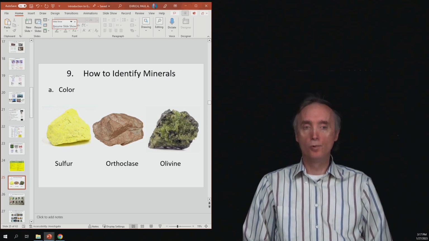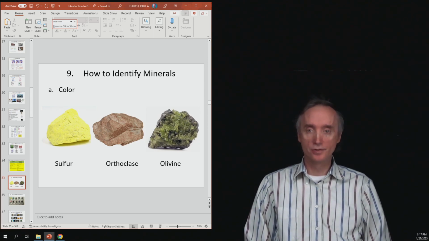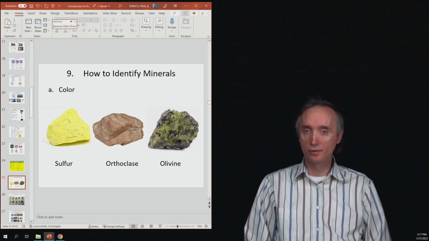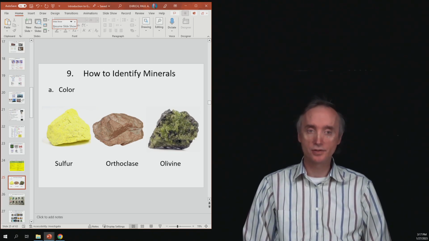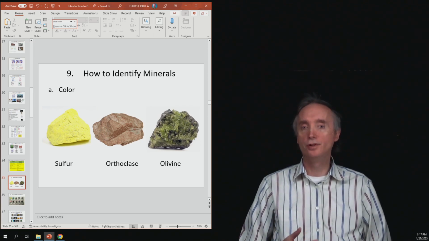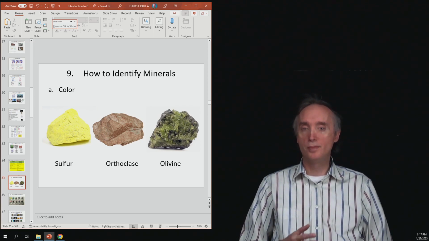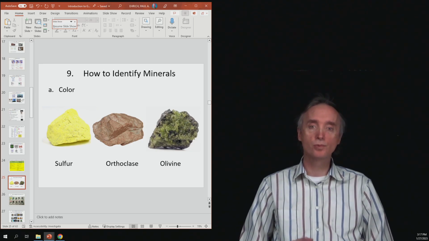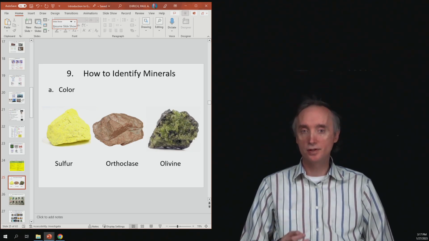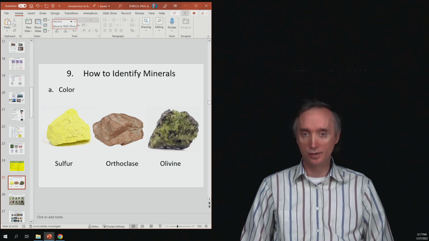Okay, first way of identifying minerals is by their color. There are some minerals that are very obvious as to what their color is. One is sulfur, which is yellow. Now, at this point, I don't really want you to memorize all of this. I just want you to know that this is a way of identifying minerals, based on their color.